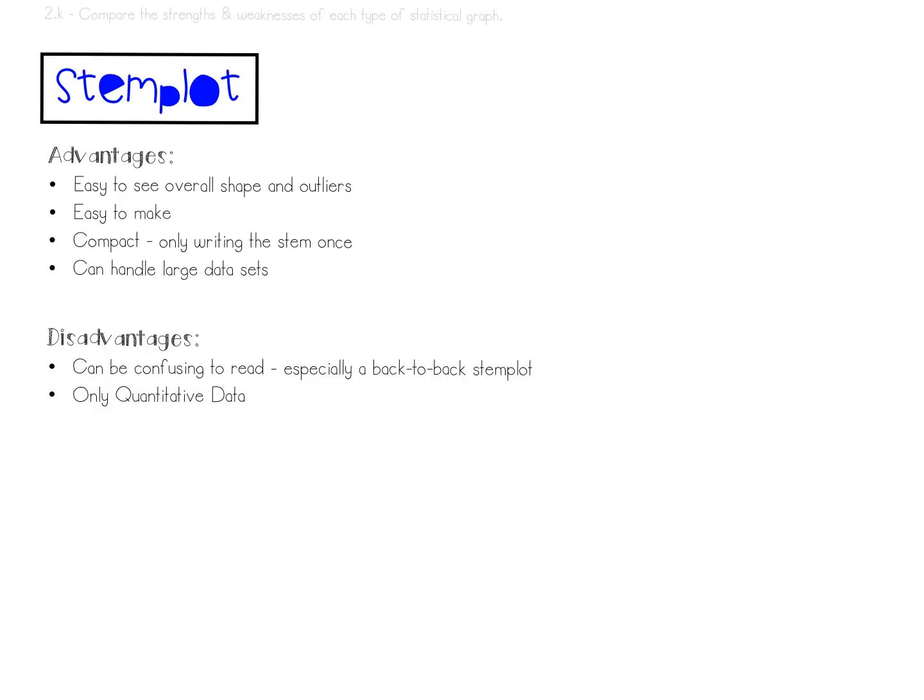All right, so advantages and disadvantages of a stem plot. My advantages: it's really easy to see overall shape and outliers, kind of like the dot plot. It's fairly simple to make. It's compact, a lot less than a dot plot, because I'm writing those digits, and I don't have to stack them evenly. I do have to make sure they're spaced out evenly, and it can handle large sets of data. The disadvantages: it can be confusing to read, especially the back-to-back stem plot, and I can only use quantitative data with a stem plot. I'm not going to be able to use qualitative or categorical data for that.